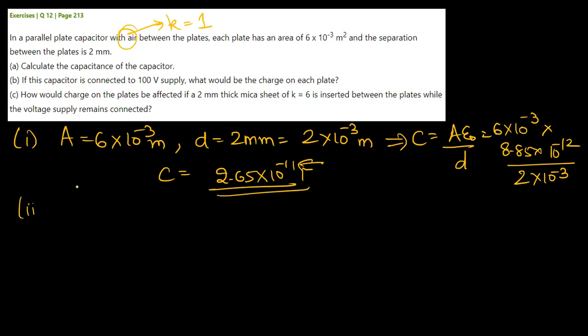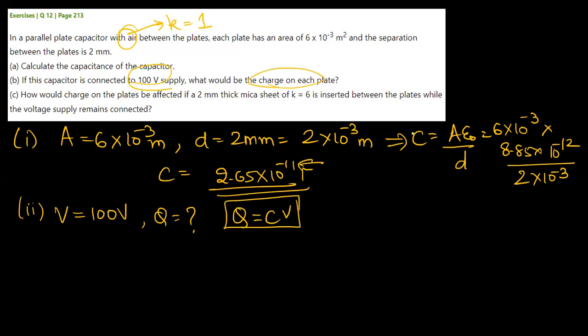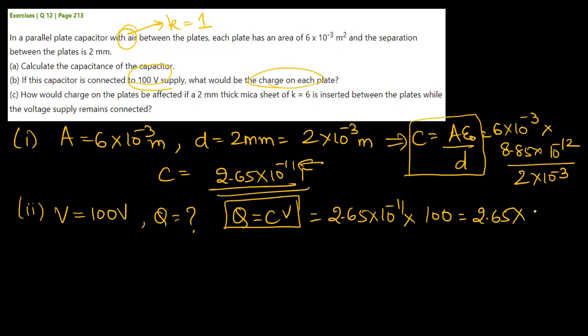The second case is asking: if this capacitor is connected to a 100 volt supply, V is given as 100 volt. What would be the charge on each plate? That is, Q is being asked. I know that Q equal to CV. Here C equal to A epsilon naught upon D, and C I have already calculated in the first case. That value I have to take, 2.65 into 10 raised to minus 11. V is 100, which can be written as 10 raised to 2, and 2 minus 11 will be minus 9. So I can write 2.65 into 10 raised to minus 9 coulomb. No need to multiply or solve.